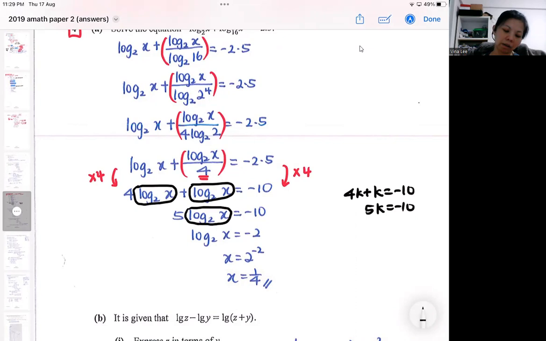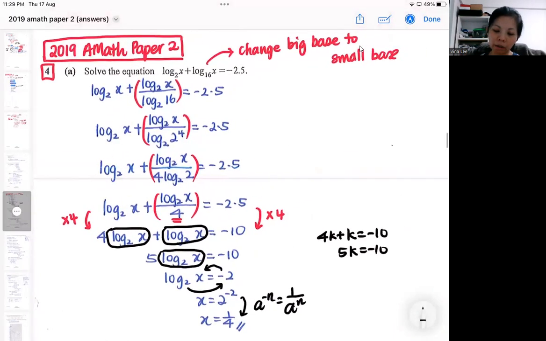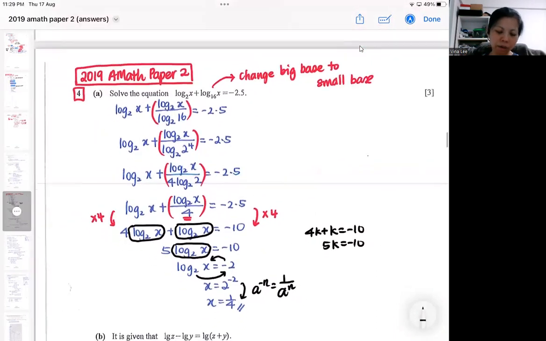After that, if you manage to isolate your log, don't forget that you can change the log back to indices format. So there will be some amount of indices that you need to apply here. This one is quite easy. Just a change of base and then quite easy to isolate. So it's not very difficult.